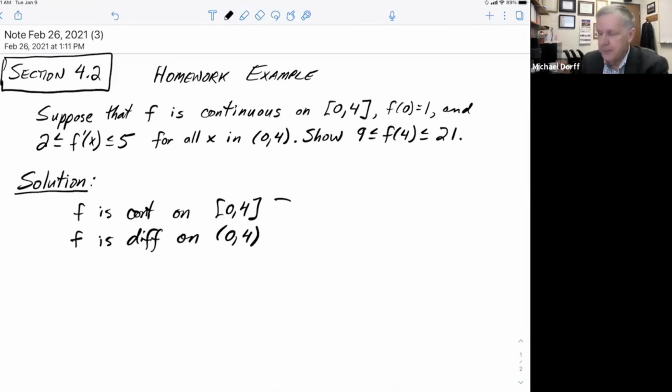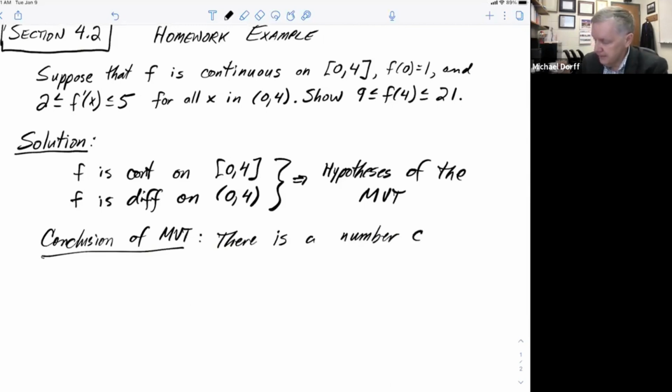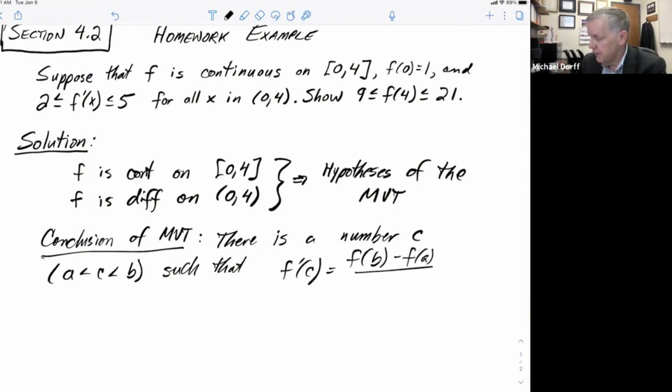Well, what's true about these two conditions? Well, these are the hypotheses of the mean value theorem. So we can use the mean value theorem in this problem. What's the conclusion of the mean value theorem? Well, it says that there is a number c between a and b such that the derivative of the function at c equals f of b minus f of a over b minus a.